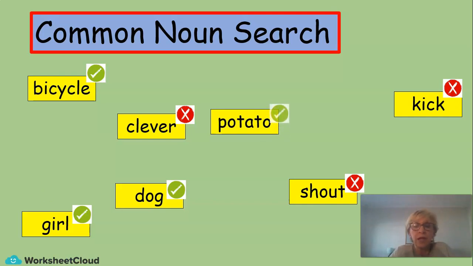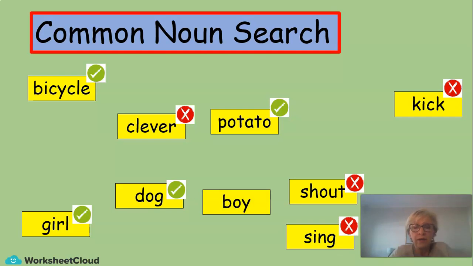Potato, one of my favorite vegetables. Yes, I peel those potatoes, and that is a noun, it's a naming word. Sing, that is a doing word. That's absolutely right. It's a verb, so it's not a naming word or a noun. Boy, oh yes, boy is certainly a common noun. Bark, well, that's what my Chelsea dog does, but that's a doing word, so it's not a common noun or a naming word. How about slow? That just tells us how we might do something, so that is an adverb, and it's not a naming word.